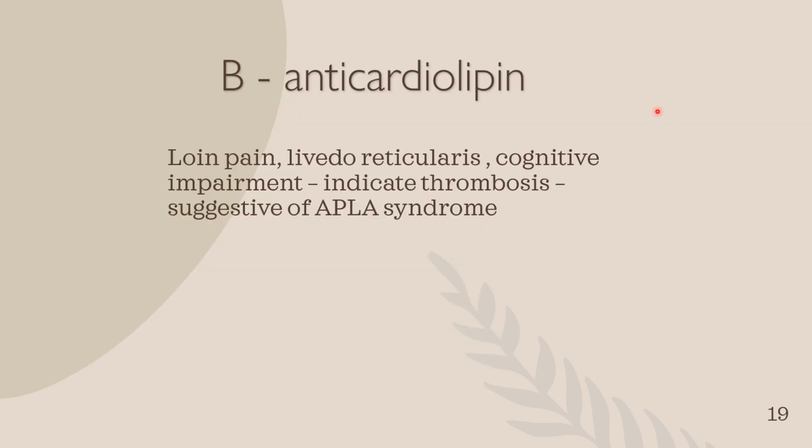So this is APLA, because flank pain, livedo reticularis, and cognitive impairment all indicate thrombosis, which can be suggestive of APLA syndrome. You have to look at the question as a whole in a holistic manner. You can't pick one finding and comment on the answer. If you just look at the hematuria part, even ANCA and other options can come, and you'll have a doubt. But think of all the presentation that the patient is having and come to a combined diagnosis or conclusion. Always also exclude other options. So here it is anticardiolipin, suggestive of APLA.